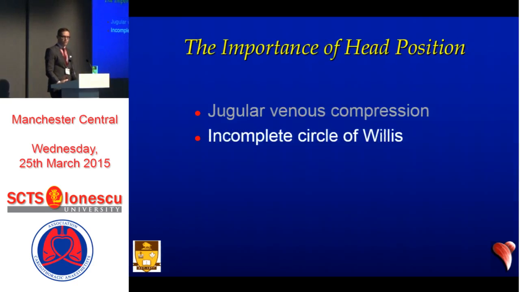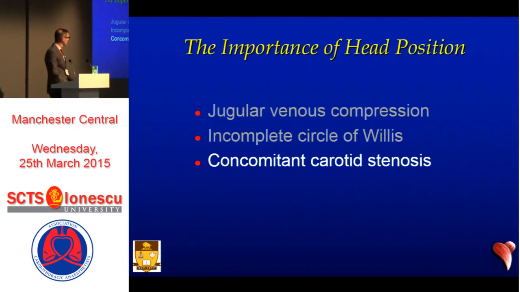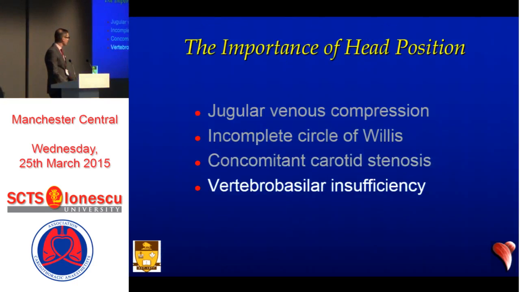We know that a certain percentage of our patients have an incomplete circle of Willis. In fact, 15% have either an absence of that anterior or posterior communicating artery, which is very important when one is trying to interpret some of these signals. Certainly when there's concomitant carotid stenosis, there's also some impairment in blood flow to the brain.